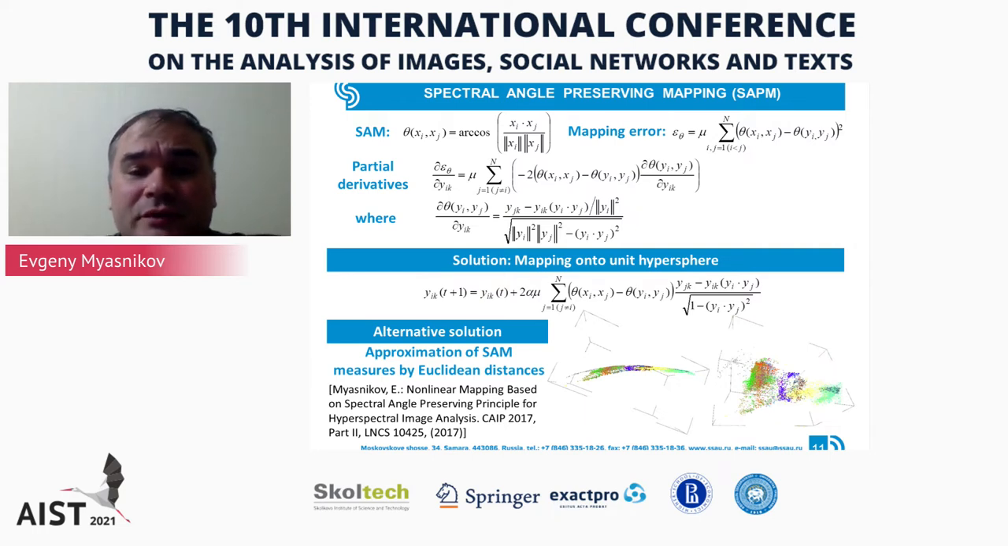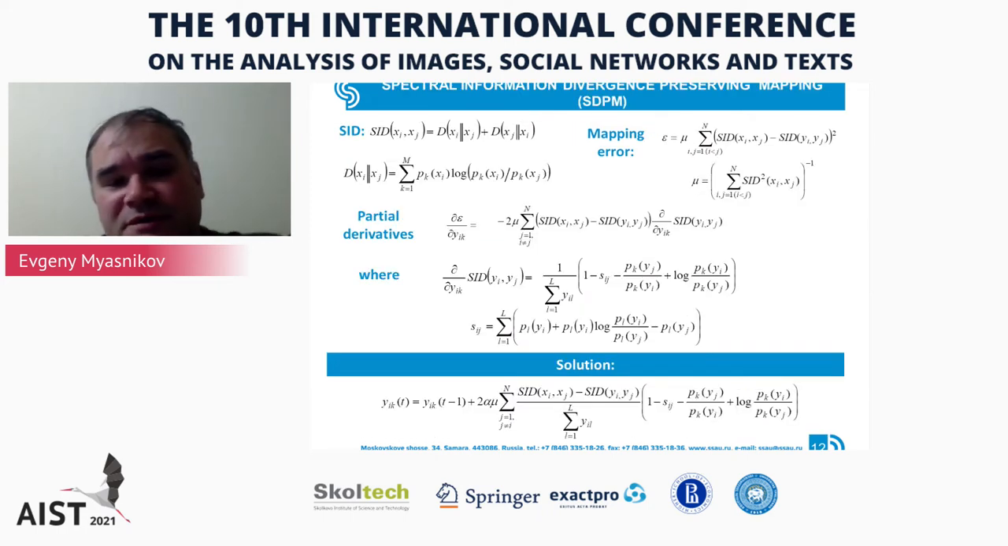For spectral angle mapping dissimilarity measure, there was introduced spectral angle preserving mapping, which is shown in this slide. This is a recurrence equation for searching output coordinates of data points in the resulting space. This particular technique maps the source hyperspectral points onto the unit hypersphere. These are results of this mapping. Similar technique was introduced for spectral information divergence, and it is called spectral divergence preserving mapping. This is a solution for the output coordinates in the output space.